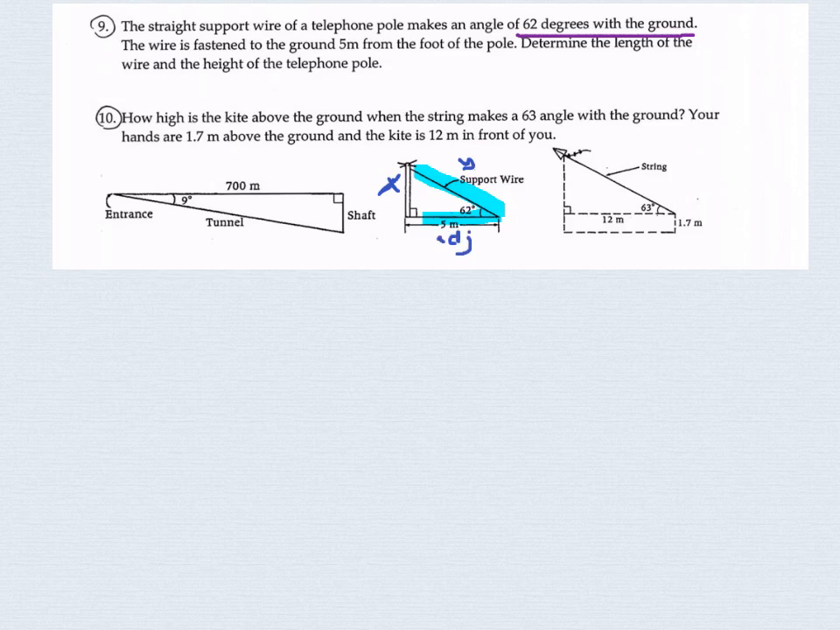So we have to find x, we've got to find y. If you start by finding x, x is the opposite, and 5 is the adjacent. So we would use a trig ratio of tangent to solve for the height. The tan of 62 degrees is going to equal the height x over the adjacent 5.